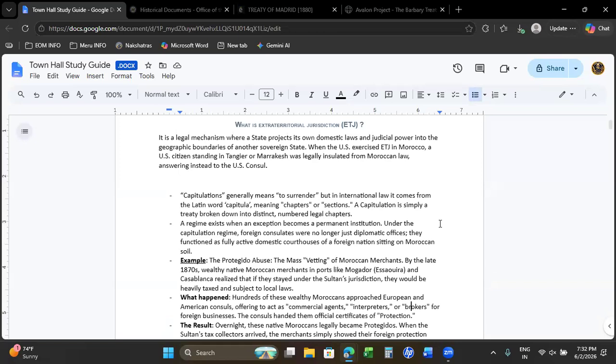So it goes to say a regime, right? So again, capitulation went on to mean chapters or sections, right? And it goes to say a capitulation is simply a treaty broken down into distinct numbered legal chapters. Okay, so a regime exists when an exception becomes a permanent institution. Under the capitulation regime, foreign consulates were no longer just diplomatic offices. They functioned as fully active domestic courthouses of a foreign nation sitting on Moroccan soil. Fully functioned, active domestic courthouses of a nation, i.e., state.